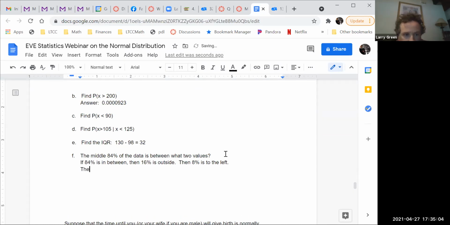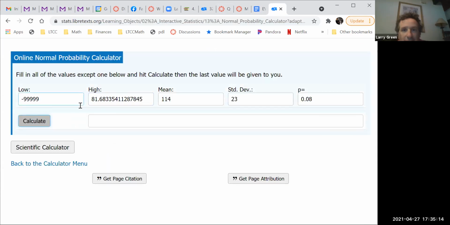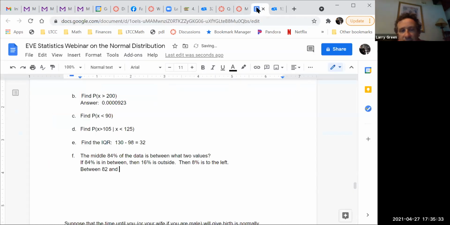So between negative infinity and 82. Now we want the right. Well, if 8% is on the left, 8% is also on the right. But if we want the right, then it's the low that we don't know, and the high is positive infinity, or a bunch of nines. And I calculate, and I get 146. Any questions on this example?